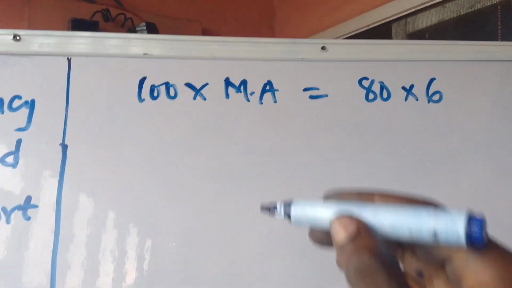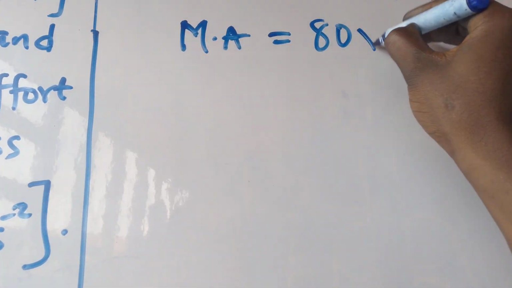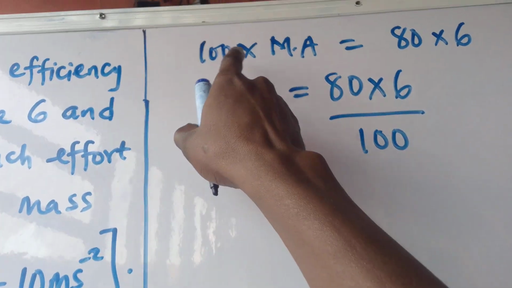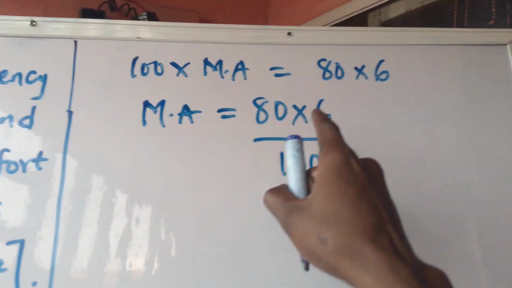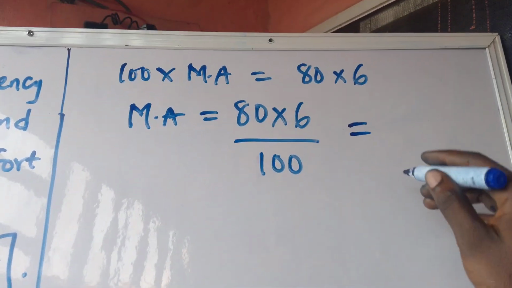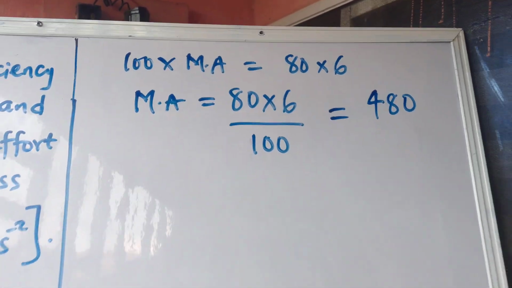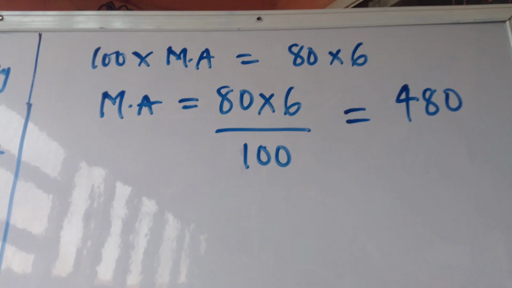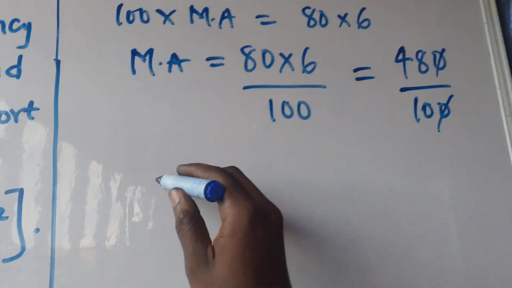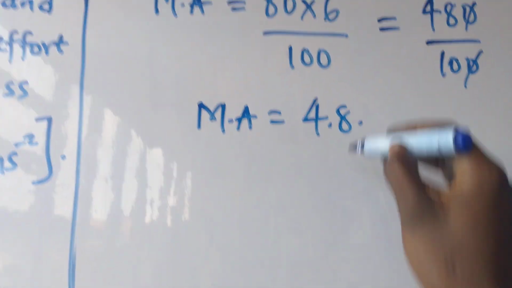So that means that mechanical advantage will be equal to 80 times 6 divided by 100. I divide by the coefficient. The coefficient of mechanical advantage is 100. So this is 80 times 6 divided by 100. And 80 times 6 will give me 480, because 8 times 6 is 48. So 480 divided by 100, 0 will cancel 0. So I have my mechanical advantage as 4.8.